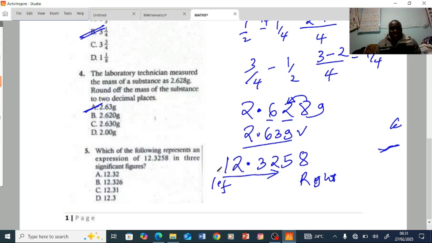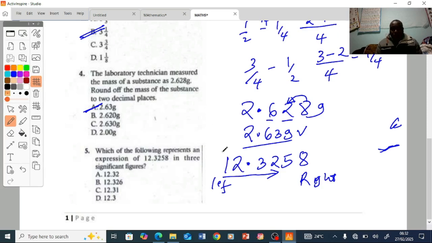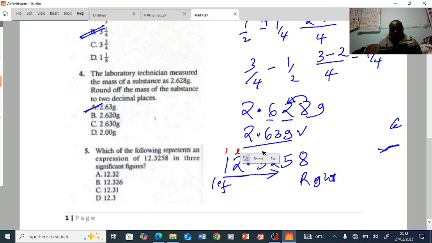Here we have been told 3 significant figures, so we will start by counting from here: 1, 2, 3 significant figures. So these are the 3 significant figures. When I reach here, I will check if the number in front of these 3 is more than 5. If it is more than 5, it will increase this number by 1. If it is not, like now, it will not increase. Therefore, to 3 significant figures, this number is 12.3, and that is all.